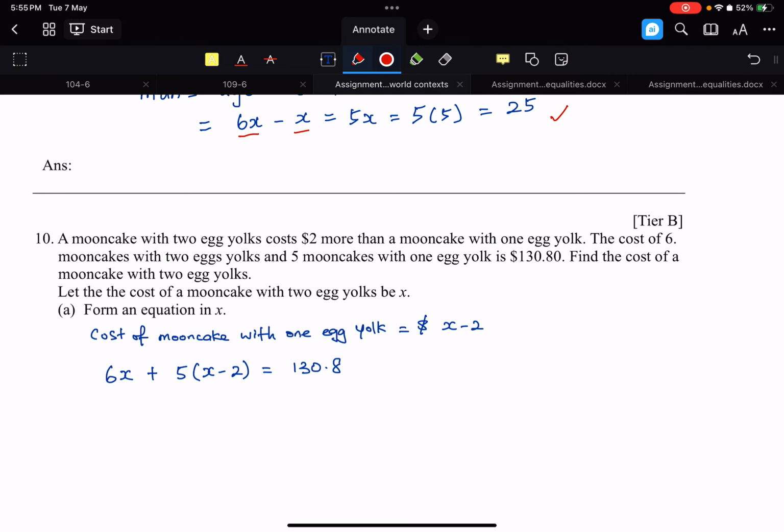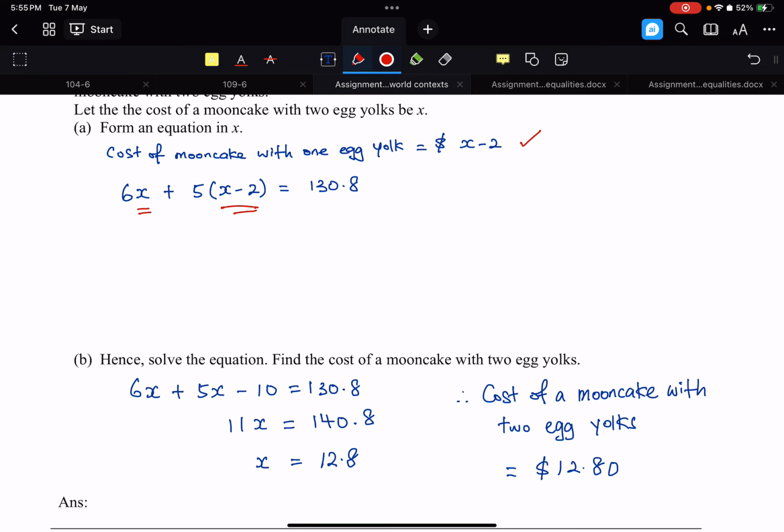Right, next example, we have a mooncake with 2 egg yolks that costs $2 more than a mooncake with 1 egg yolk. That means the cost of the mooncake with 1 egg yolk is going to be x minus 2. Now 6 of x, and 5 of this is going to cost $130.80. So that's the equation. To simplify, we just distribute accordingly. So we get this situation, and we simplify until we find that x is 12.8.